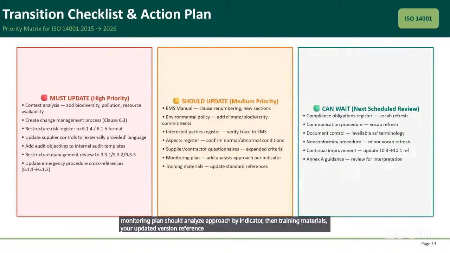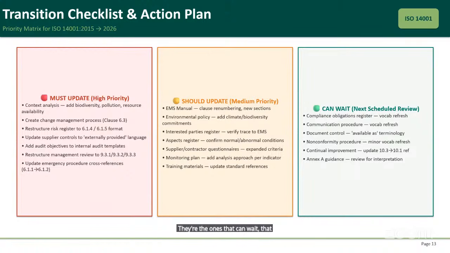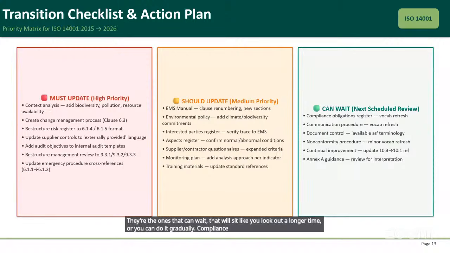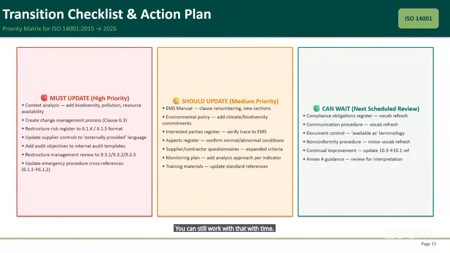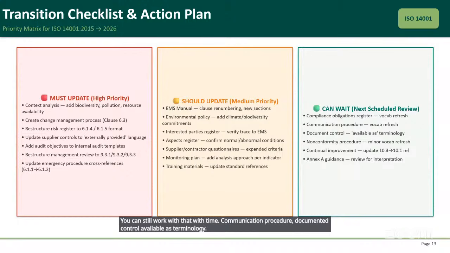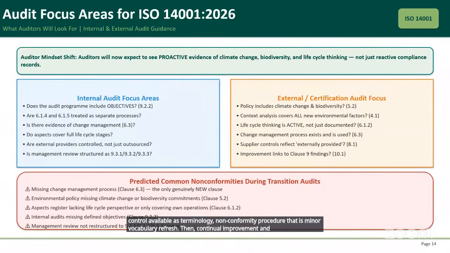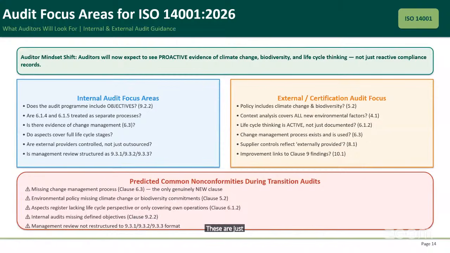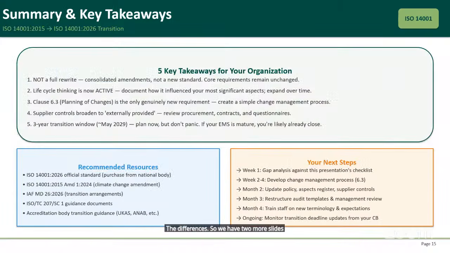Then the ones that can wait, that will take a longer time, or you can do gradually: compliance obligation register, you can still work with that over time. Communication procedure, documented control available as terminology, nonconformity procedure, that is a minor vocabulary refresh, then continual improvement and reference for interpretation. These are just the differences. So we have two more slides to go and we are done with today's session.